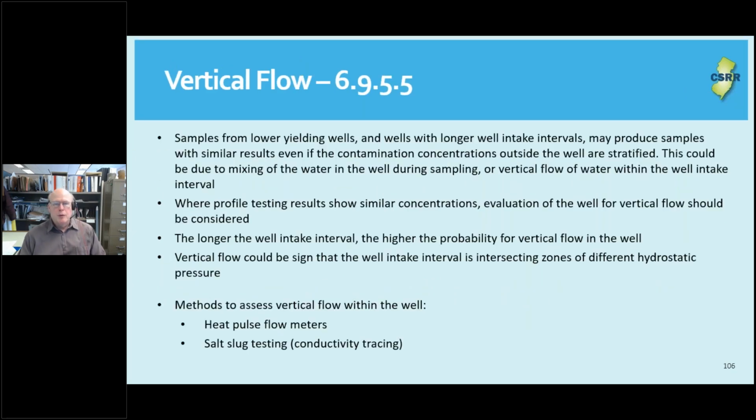If the results from the vertical profiling show similar contaminant concentrations, it is possible that the similarity in sampling results is due to vertical flow in the well. Section 6.9.5.5 discusses possible causes of vertical flow and ways to determine if it is occurring.